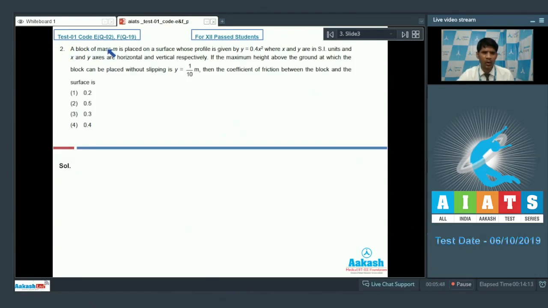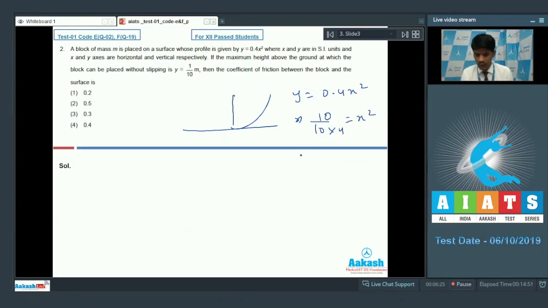Here in question number 2, a block of mass m is placed on a surface whose profile is given by y is equal to 0.4 x square, where x and y are in SI units and x and y axes are horizontal and vertical respectively. If maximum height above the ground at which the block can be placed without slipping is y is equal to 1 by 10, then coefficient of friction between the block and the surface is, well, here profile of the surface has been given as y is equal to 0.4 x square and the point y is 1 by 10. So from here we can find out 1 by 10 into 4 into 10 will be x square, or x will be 1 by 2 meter.